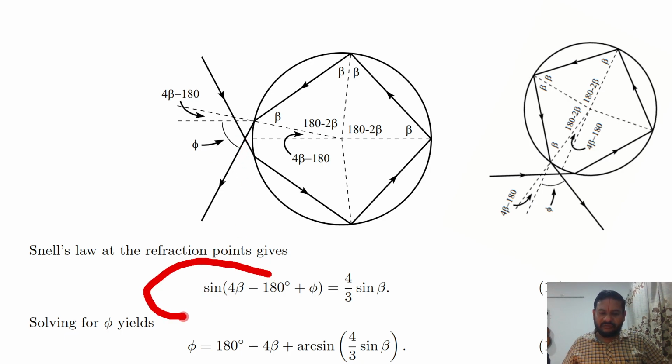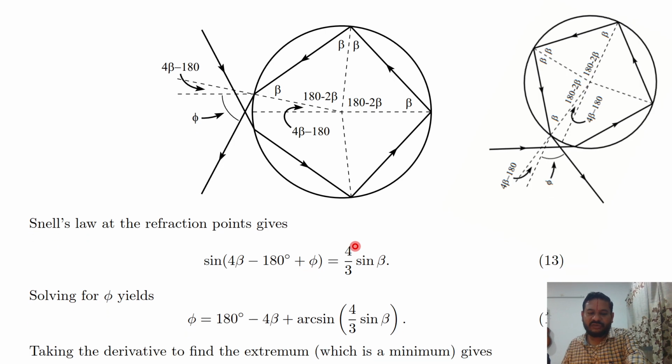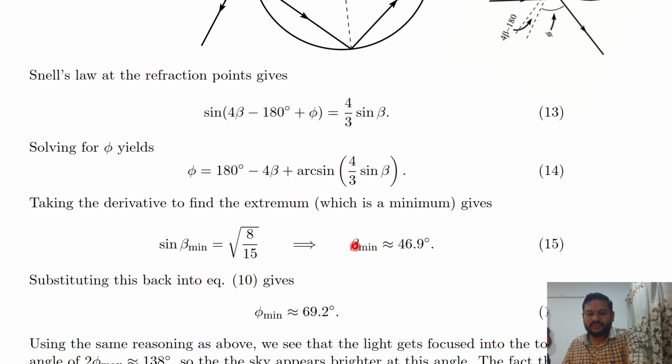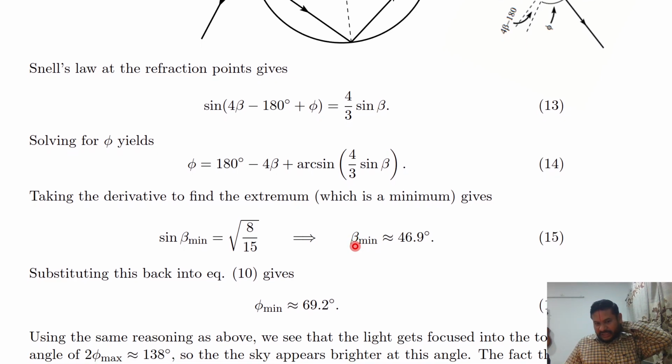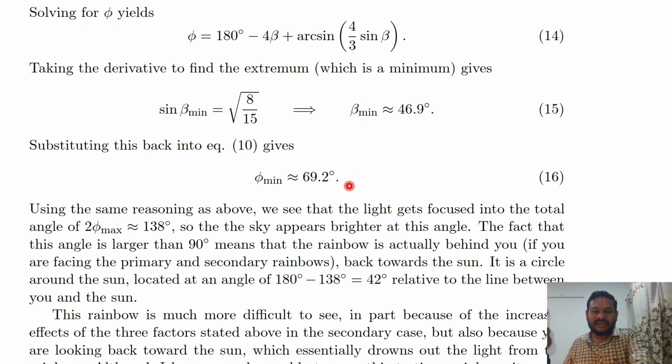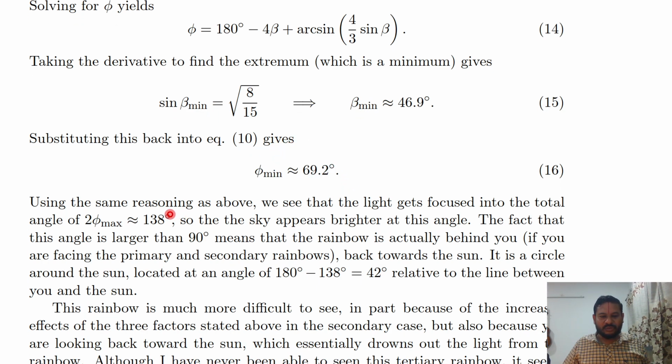Okay, now again we apply Snell's law. So sine of 4 beta minus 180 degree plus 5 should be equal to 4 by 3 sine beta. So once again solve for phi and make the derivative 0, so that we know where the rays are parallel. Okay, so if you calculate that, you get phi minimum as 69.2 degree. So 69.2 degree, you take the double of this, and 2 phi comes out to be 138 degree.